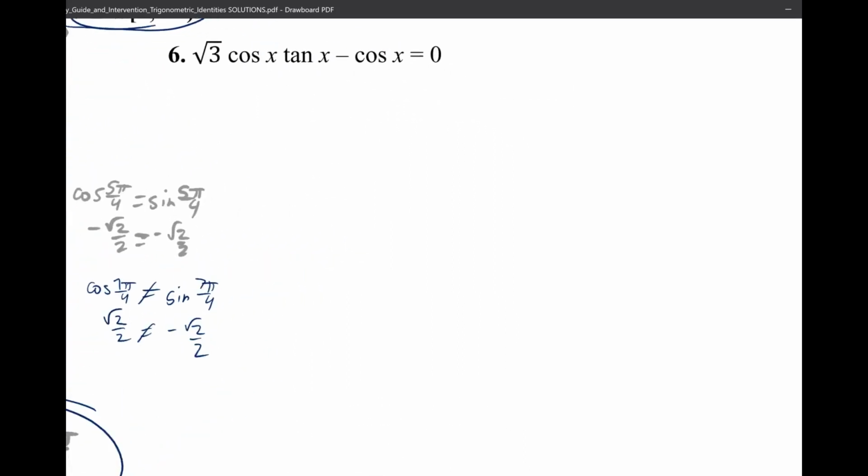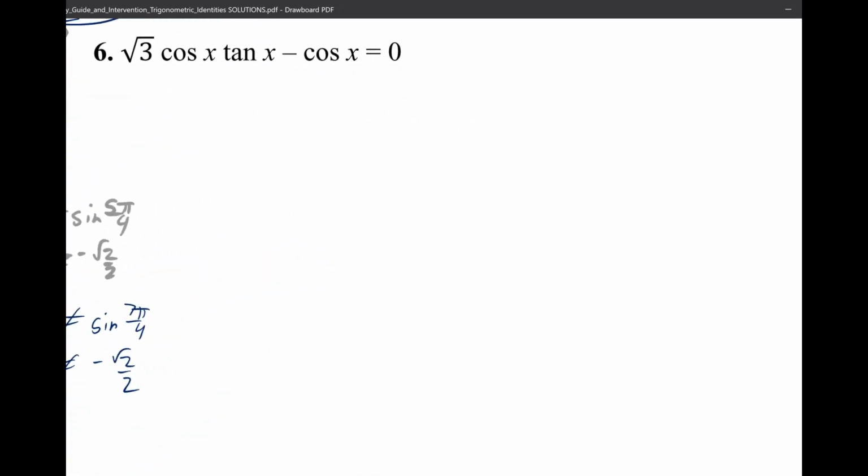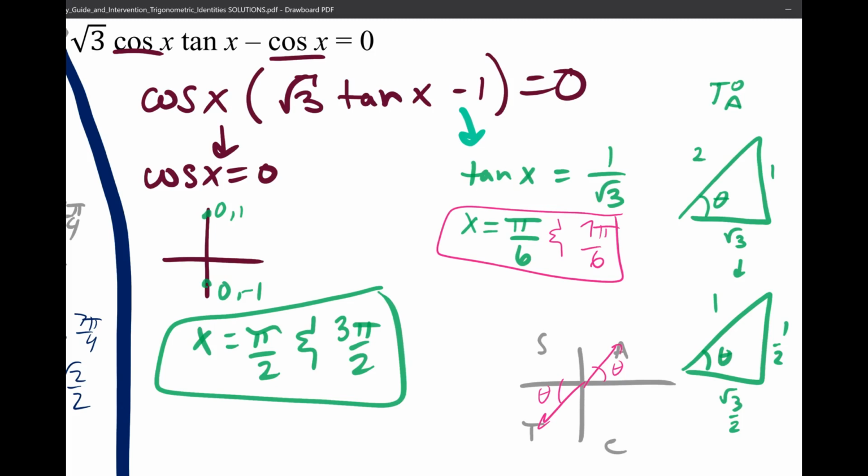Alright, so now here's number 6. Go ahead, pause the video. I'm going to do some algebra, pause the video. So I'm going to try to rush a little bit so this video doesn't go too long. I noticed that I have a cosine in both terms, so I'm going to factor it out front. So I'll be left with 3 square root of 3 tangent minus 1.